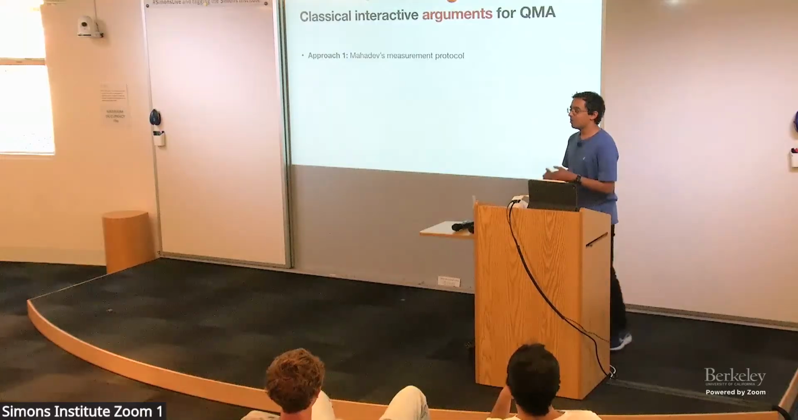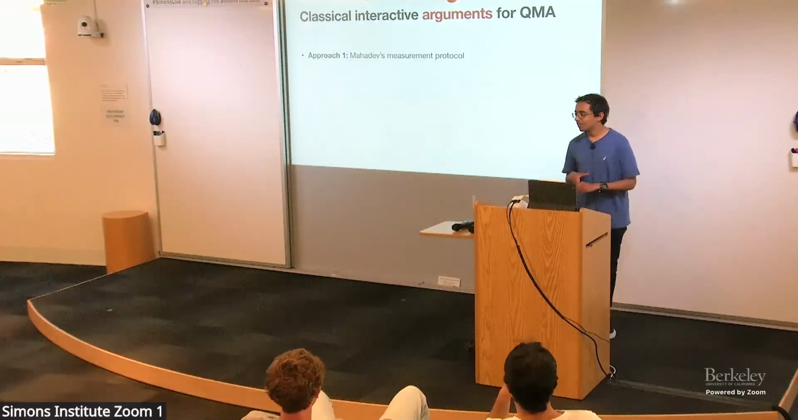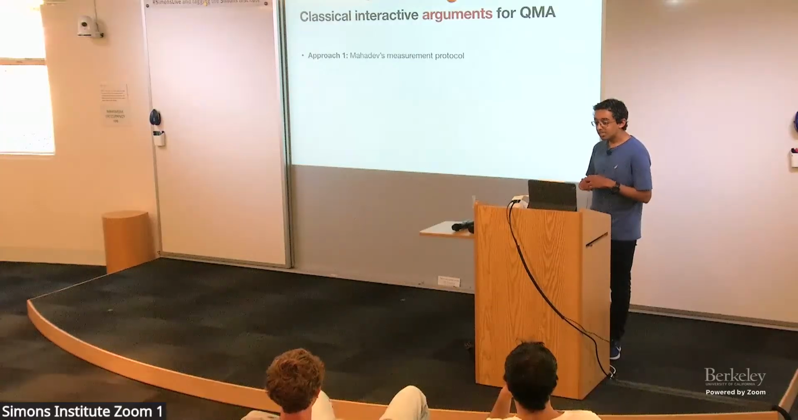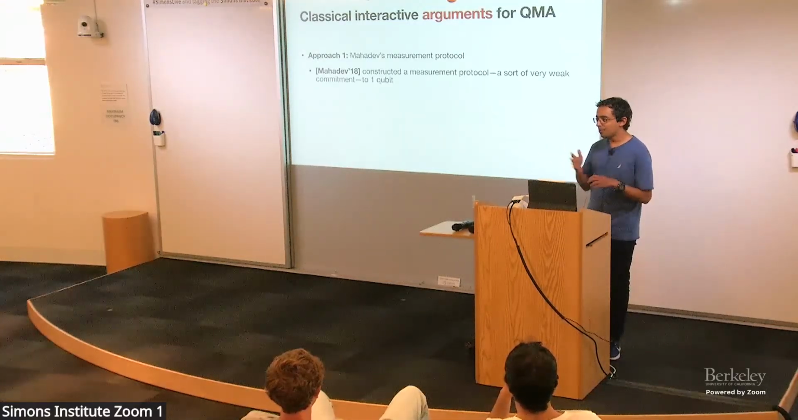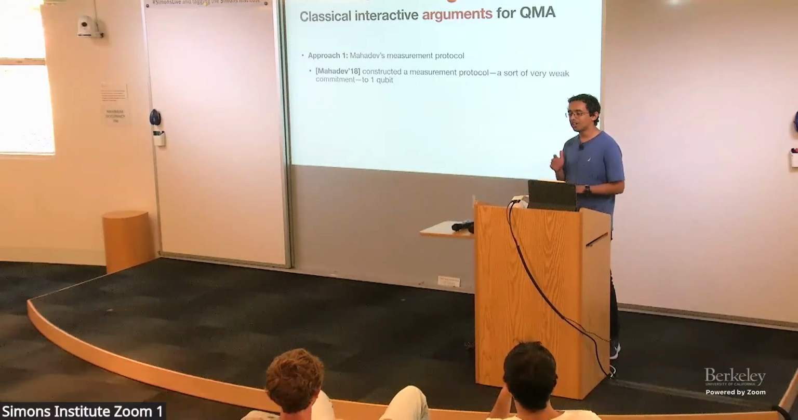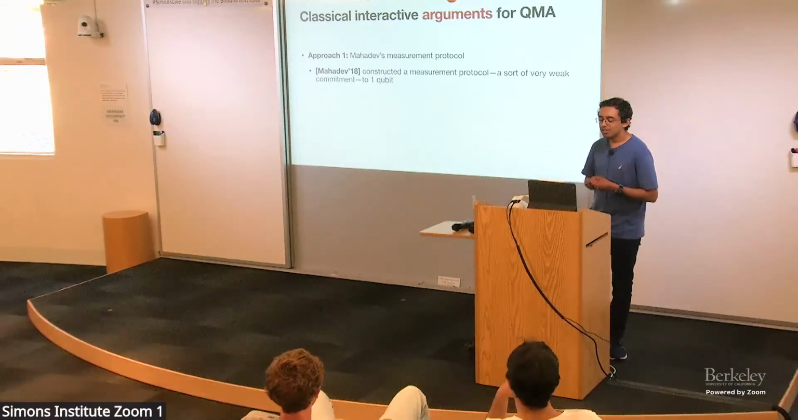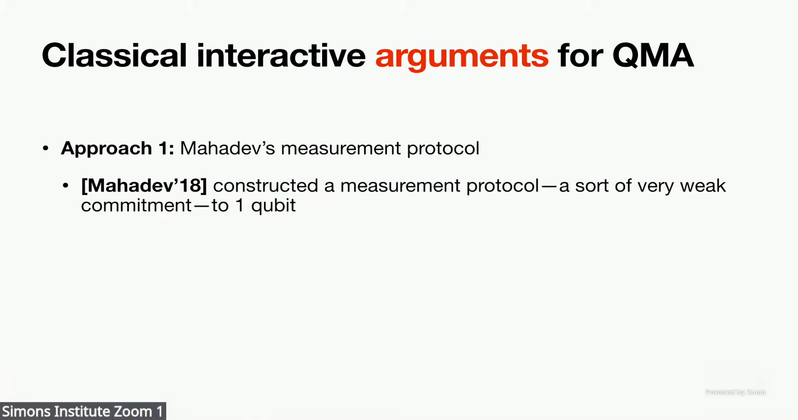Okay, so in fact, we now know 2 approaches to this question. The first approach dates back to Mahadev's work from 2018. I believe in the paper it's stated in terms of BQP, but all the ideas port over to QMA as well. The approach was this: Mahadev constructed a protocol that people call the measurement protocol. You can think of it as a weak commitment to a qubit. It's a way for a prover to send a classical message and say, I've committed to holding this qubit, and now I can open this qubit for you in either the Pauli X basis or the Pauli Z basis.